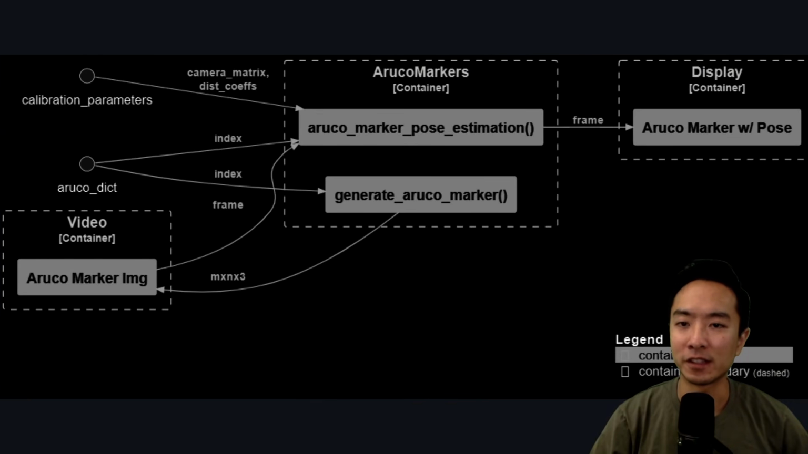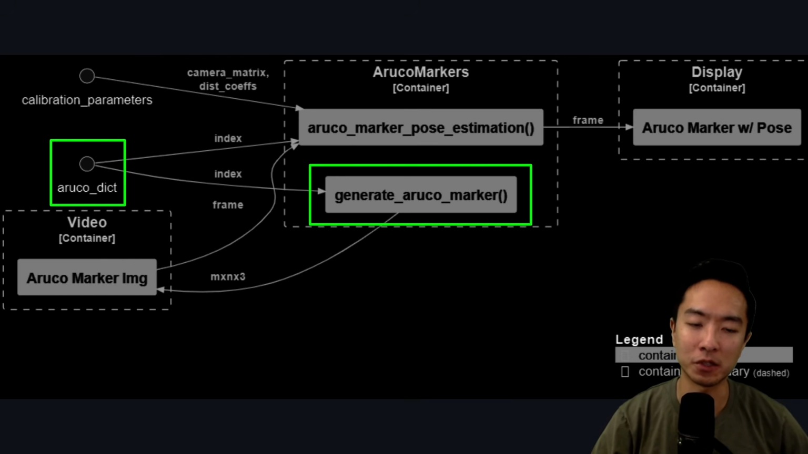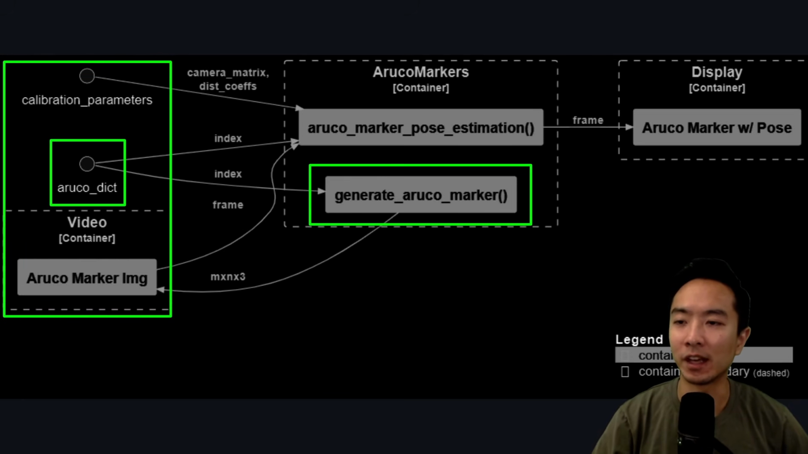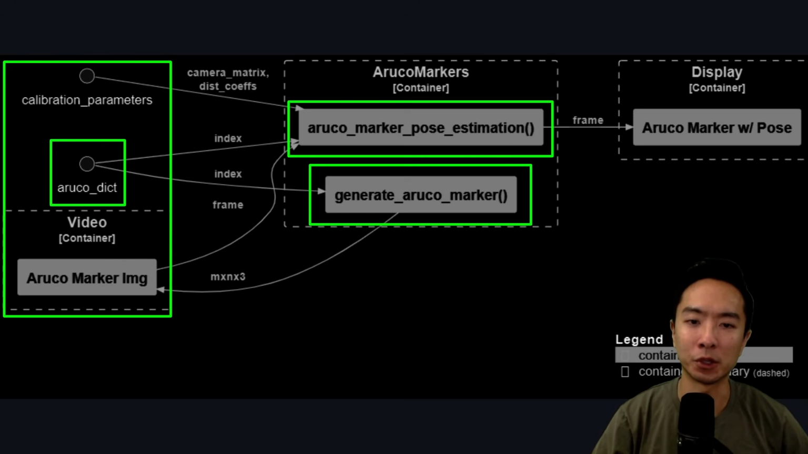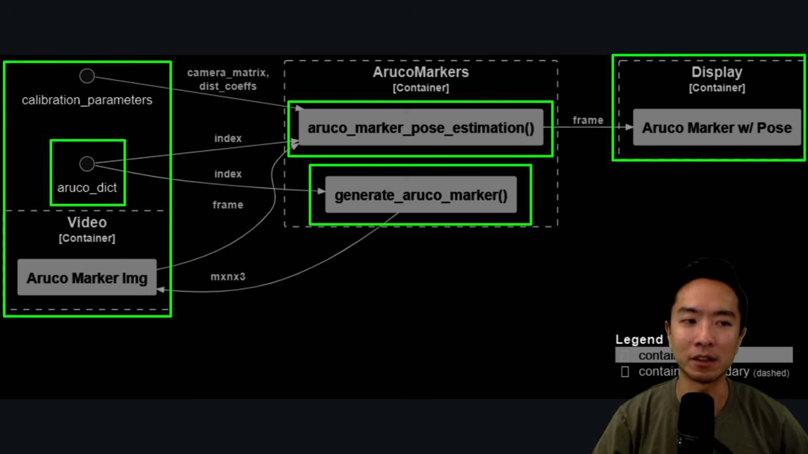So first off, let's take a look at this diagram of the structure of our code. If we look here, we have our ArUco Dictionary, which we will pass into our generate ArUco markers, which will output our ArUco marker, which we'll use. And then on the left, we have our inputs: the calibration, ArUco Dictionary, and then our video feed with our marker in it. And we're going to pass it into the ArUco marker pose estimation. And then finally, we will output in our display the ArUco marker with the pose. So this is what we will be going over in our live demo.